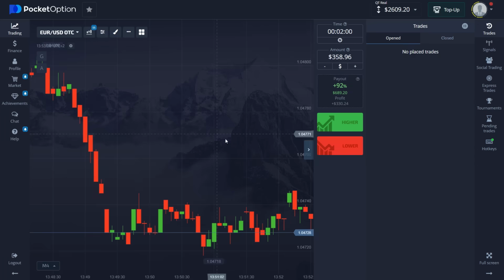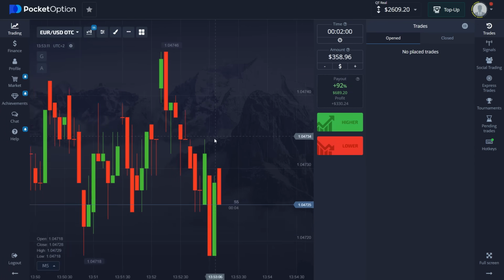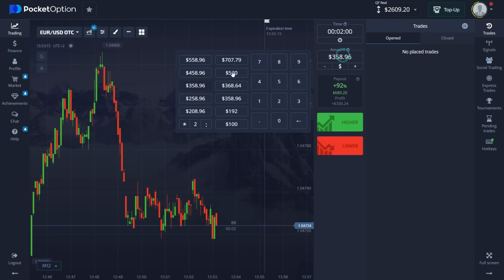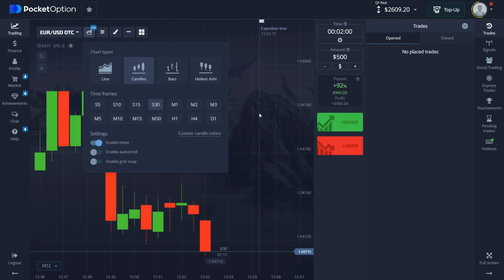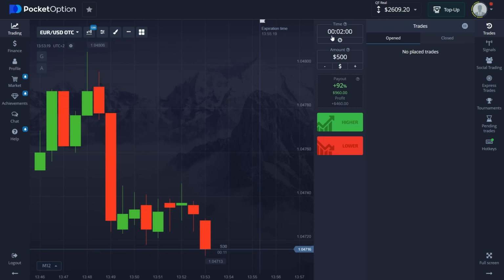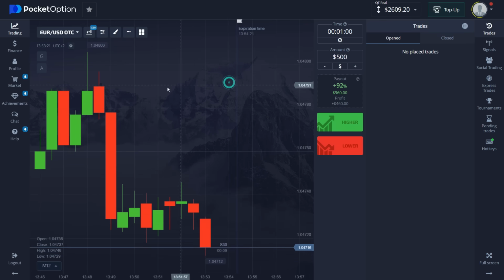So this strategy is very simple. Once again, it works for any market that you want to trade on. The first thing that we change is the time frame to 30 seconds, so each candle is going to be 30 seconds. Expiration time is going to be 1 minute.